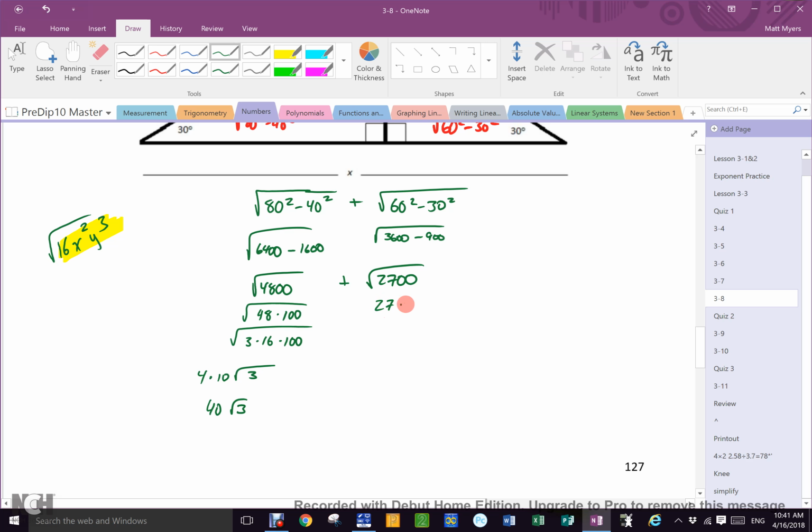I could have gone 27 times 100. Then what would I have done if I was following my own thinking? 3 times 9 times 100. What comes out? 3 and 10. And what stayed under there? 30 root 3. Now what can I do? Now you can add them until it's 70 root 3.